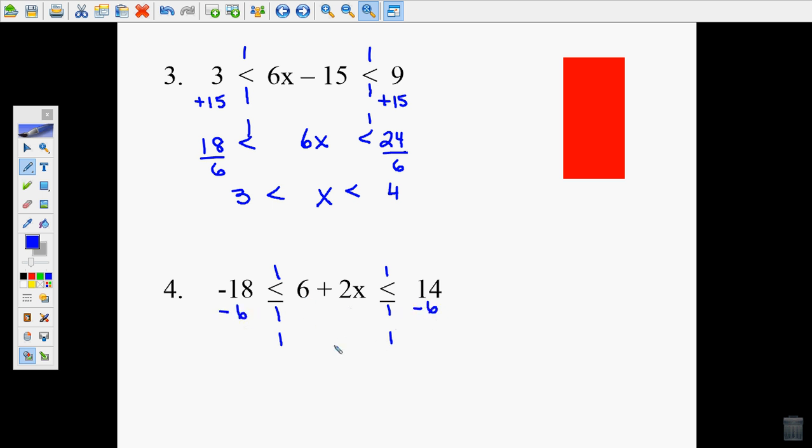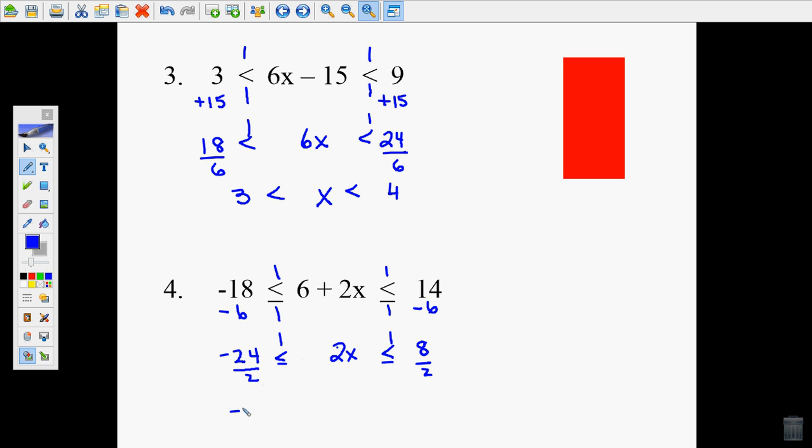And so 2x stays in the middle. 14 minus 6 is 8. Negative 18 minus 6 is negative 24. Okay, then you should have divided by 2. So divide by 2, divide by 2. Oh, forgot to put my inequality signs in there.